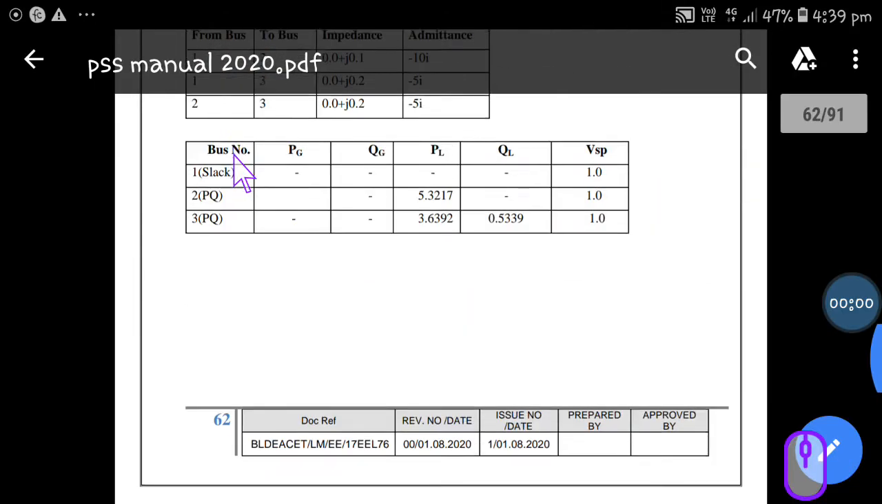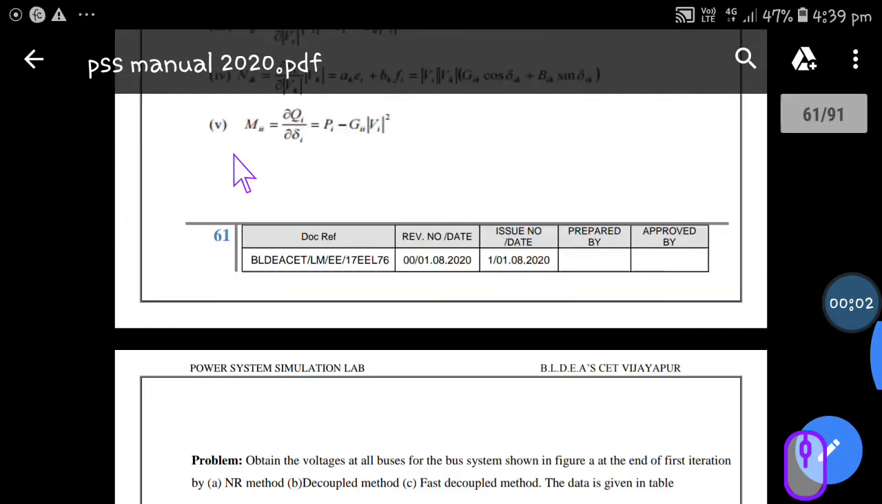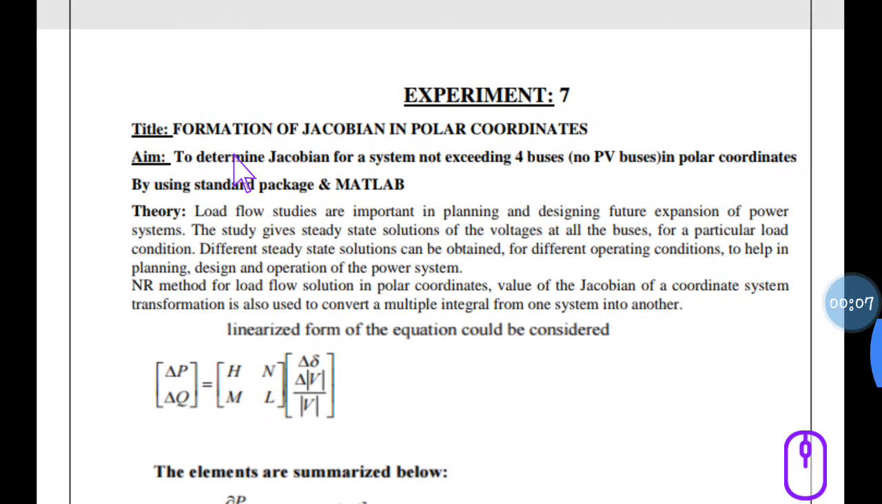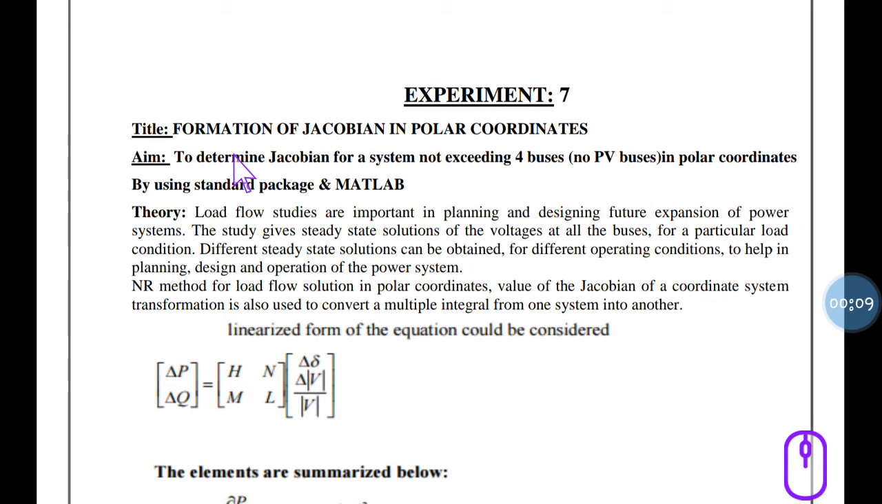Okay, dear students, today's lab experiment is experiment number 7. This is the last MATLAB program I'm discussing here. We have already discussed all the previous programs. Now this is the formation of the Jacobian matrix in polar coordinates. The term Jacobian comes in the Newton-Raphson method.